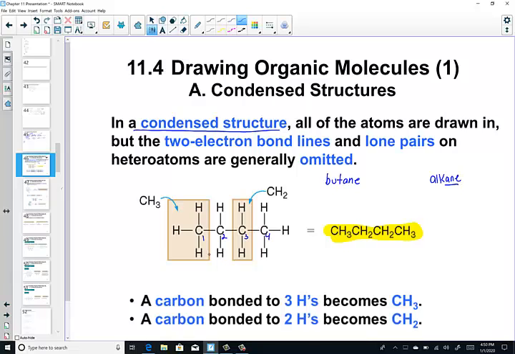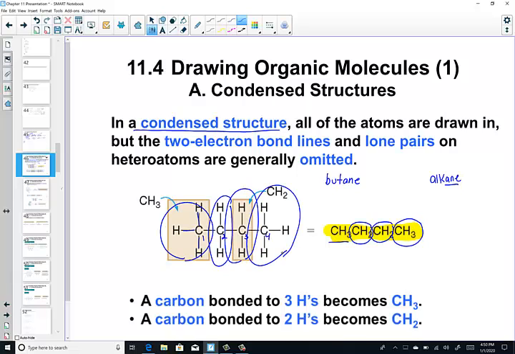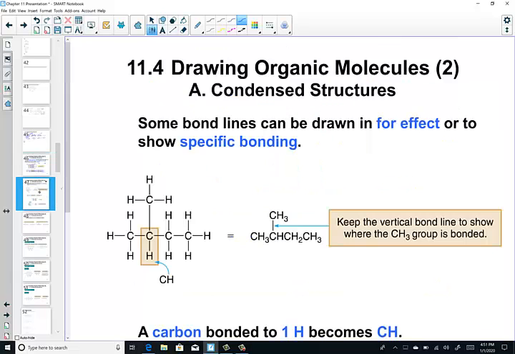We can shorten this condensed structure by moving from all these single bonds being shown to show connectivity to hydrogens and just show CH3. Here's that group. Here's the next CH2. Here's the next CH2 and the terminal CH3 written at the end. So a carbon that's bonded to 3 hydrogens becomes CH3 in our condensed structure, and a carbon that's bonded to 2 hydrogens simply becomes CH2. The bond lines can be drawn in for effect or to show specific bonding.